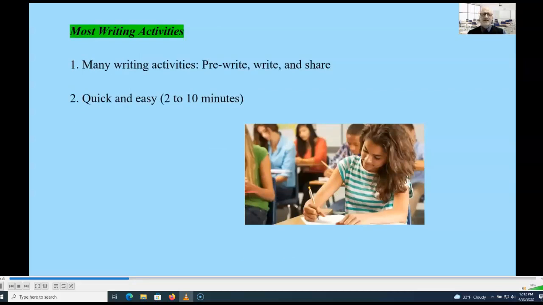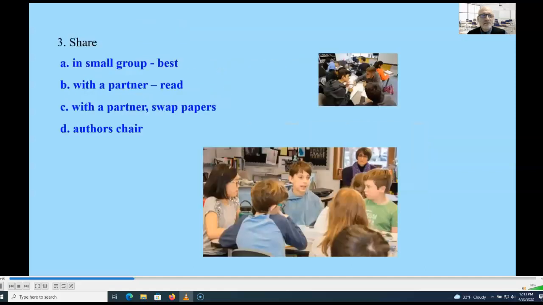Now, most writing activities will be simply pre-write, write, and share, taking 2 to 10 minutes or so. And when students are doing this, I watch their fingers or their pencils. And when the energy begins to leave, I'll say, finish up the idea you're on. We'll be sharing. Take a minute, finish up the idea you're on. Some will have completed, they'll be at different stages. But I'm watching my students.